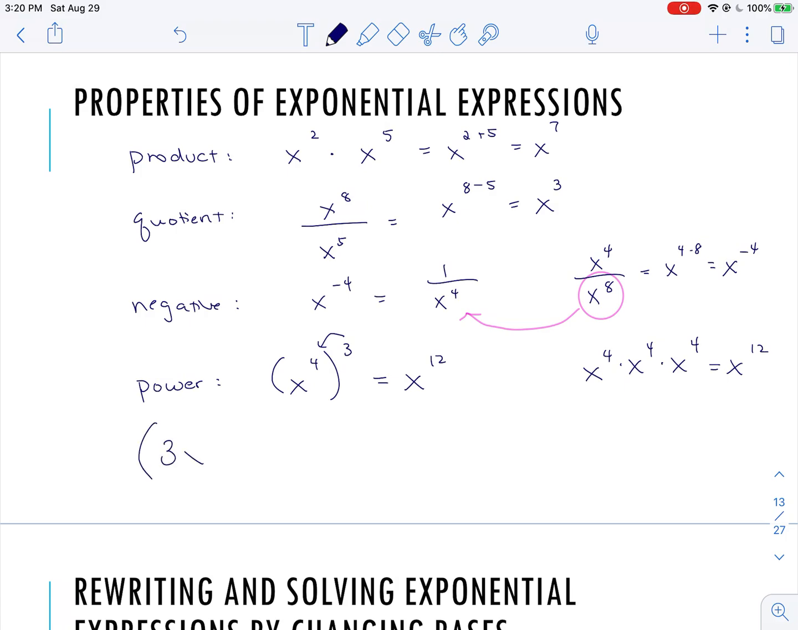Something to remember, if we had 3x to the 5th and we want to take that to the 3rd power, every term on the inside is raised to the 3rd power. So this would be 3 to the 3rd, which is 27, and then x to the 5th to the 3rd would be x to the 15th.